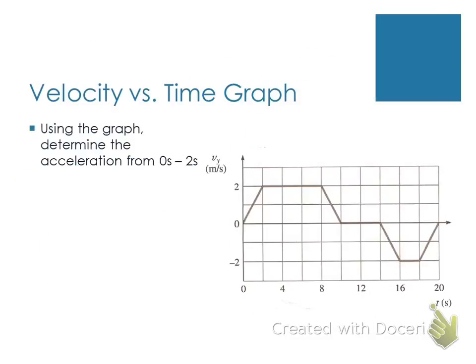All right, here we go. Let's do some examples here. Using the graph, determine the displacement from 0 to 2 seconds. You have to be careful and look at this graph and how it's labeled. 2 seconds is how many blocks? It's only 1 block, right? It's labeled every 2 seconds.